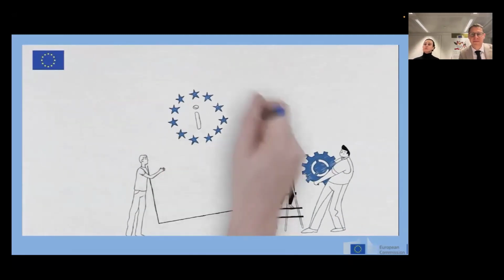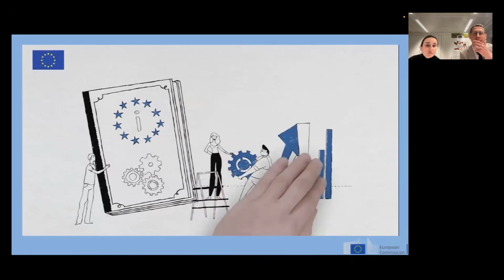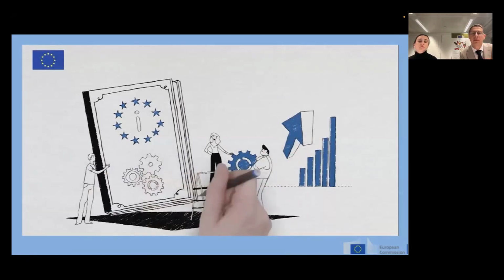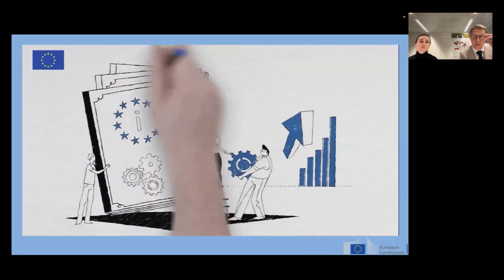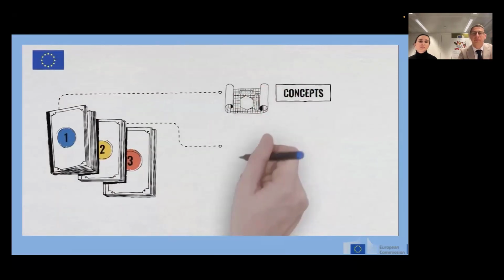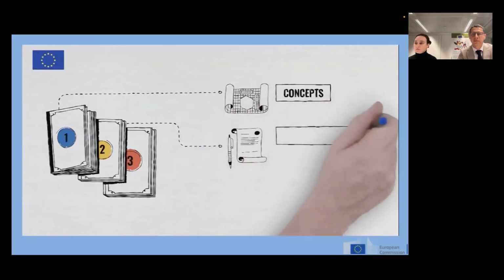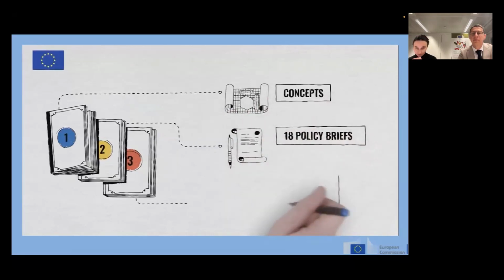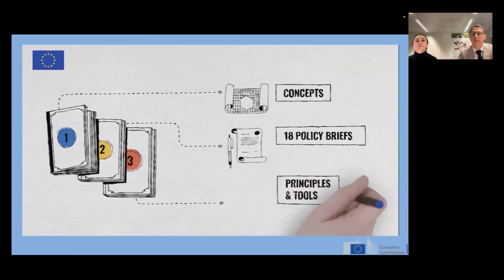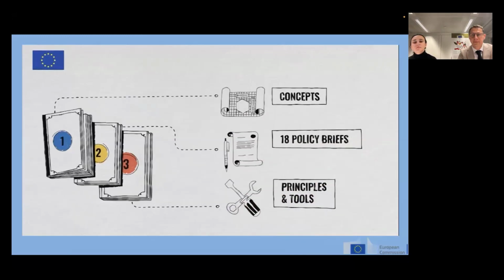The EU has produced a guide to help make its development cooperation more effective in addressing inequalities. It comprises 3 volumes. Volume 1 on the concepts. Volume 2 includes a set of 18 policy briefs for the design of policies. Volume 3 outlines the guiding principles and tools to mainstream the reduction of inequalities across all operations.